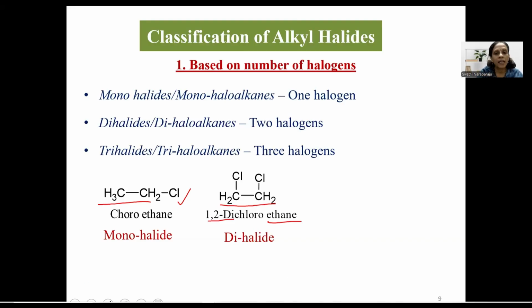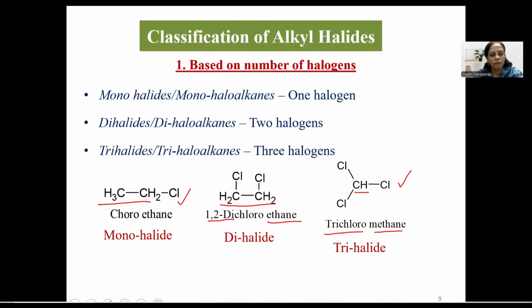Now the given alkyl halides may have 3 halogens also. In that case, it is known as trihalide or trihaloalkane. The example is trichloromethane. So you can see here the parent hydrocarbon is containing only 1 carbon. So it is written as methane. That means it is a methane derivative. So in the structure of methane, 4 hydrogens will be there. So out of 4 hydrogens, 3 hydrogens are replaced with chlorine. So we indicate that in the prefix. So it is written as trichloromethane, which is an example for trihalide.